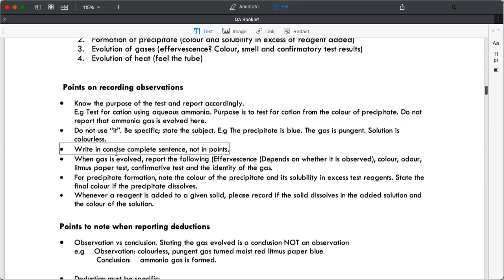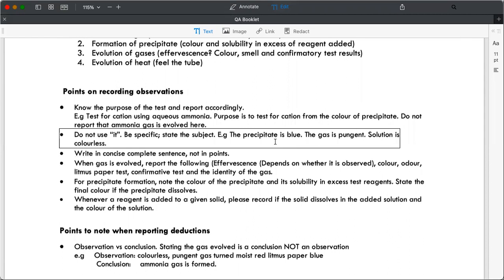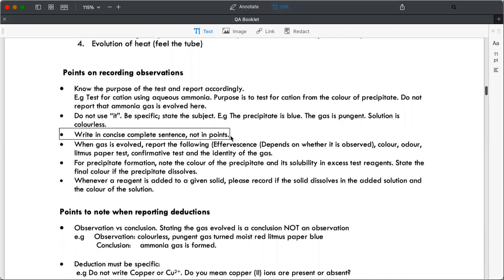Be specific, stick to the subject. Don't just say it is blue. Say the precipitate is blue. That is even better than saying it is blue. Don't say it is pungent. Say the gas is pungent. Don't say it is colorless. Say the solution is colorless. Do not write in point form. It's not allowed. Only write in concise, complete sentences.